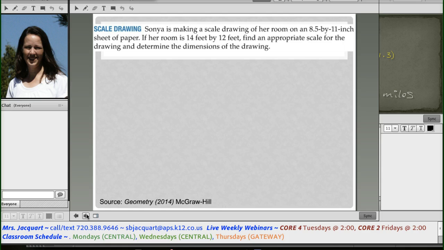Sonia's making a scale drawing of her own room. She has an 8.5 by 11 inch sheet of paper. Her room is 14 by 12 feet. So we're going to try to match up the 14 by 12. Now, find an appropriate scale for the drawing and determine the dimensions of the drawing.